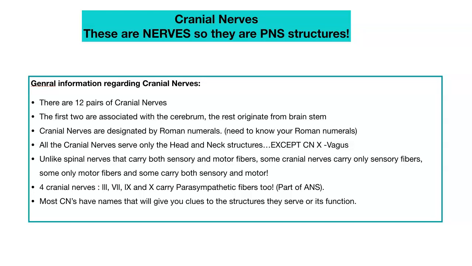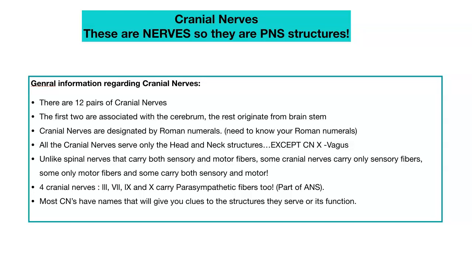So just some general information about our cranial nerves. We have 12 pairs of cranial nerves. The first two, and you've already seen them multiple times, cranial nerve 1, the olfactory nerve, and cranial nerve 2, the optic nerve, those are associated with the cerebrum. The others, 3 through 12, are going to be associated with the brainstem. Cranial nerves are designated by Roman numerals, so you need to know your Roman numerals.